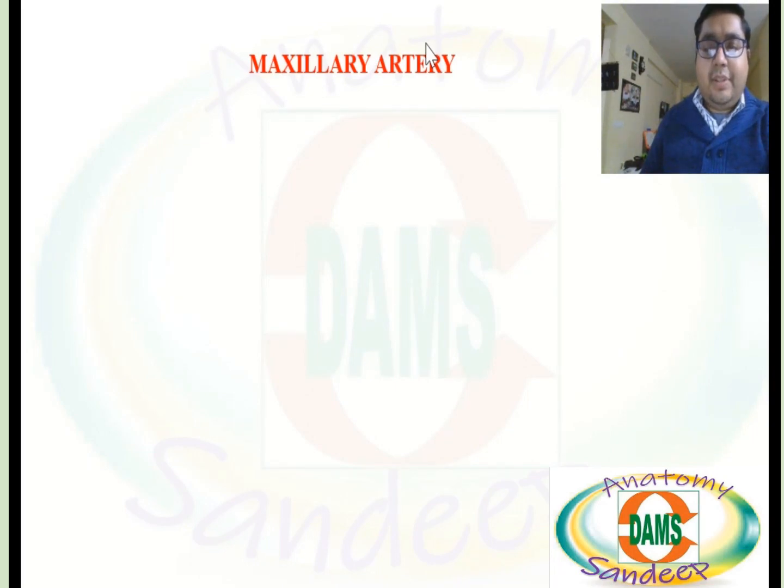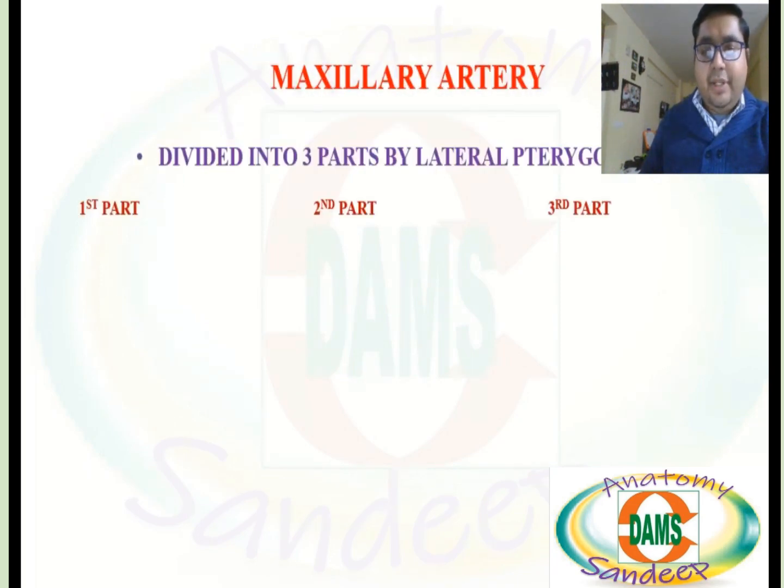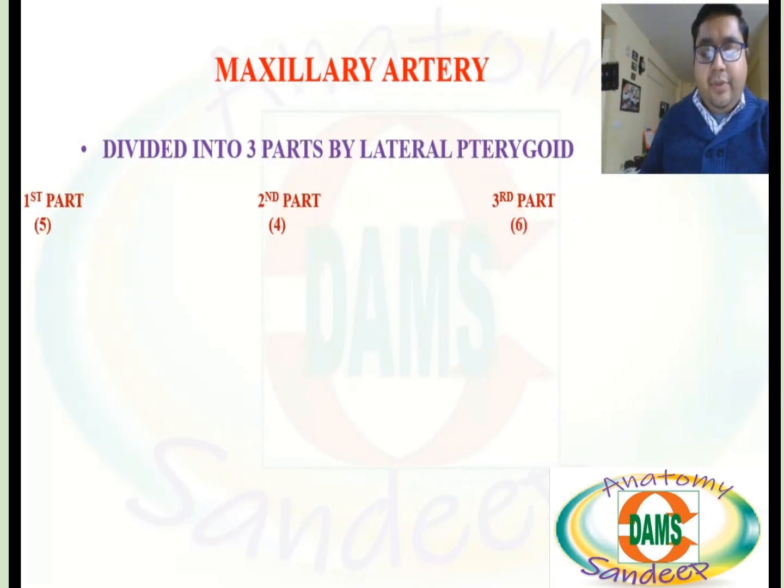Today we will discuss the maxillary artery. Let's start. The maxillary artery is divided into three parts by the lateral pterygoid, and these three parts give the branches like 5, 4 and 6 respectively.